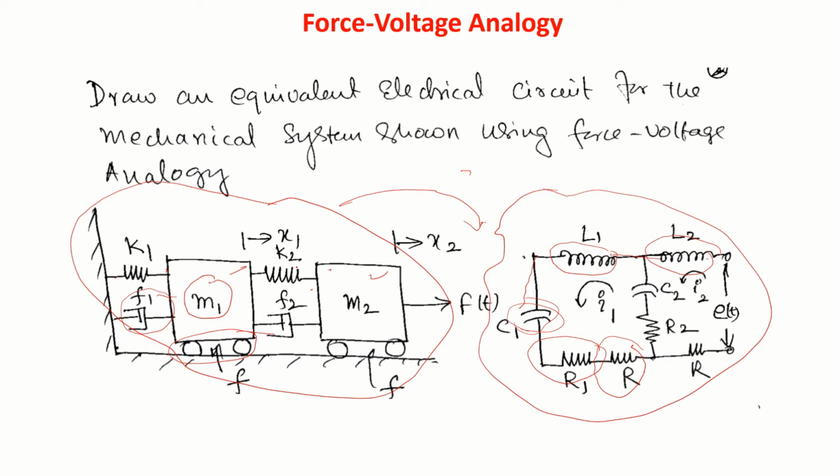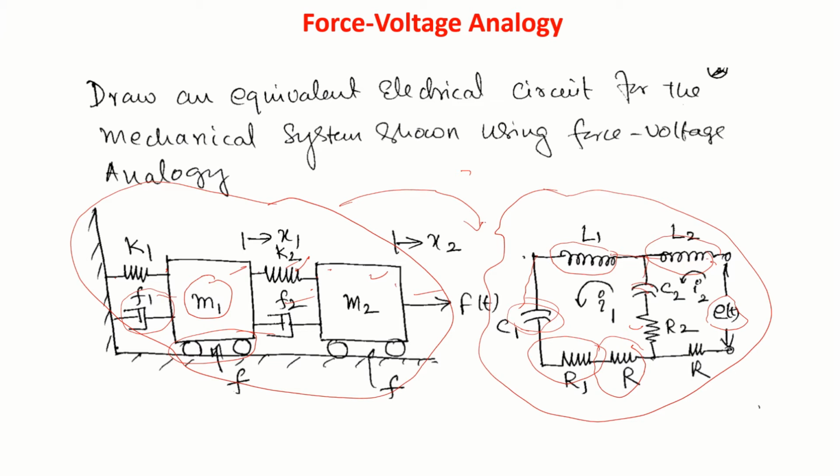Between these two systems lies another capacitor. The displacement of this can be x1 minus x2 or x2 minus x1. Accordingly, the current should be I1 minus I2 or I2 minus I1. So that's why I've shown a capacitor here, and so also the resistor. The force is on this side and I have shown the voltage source here.